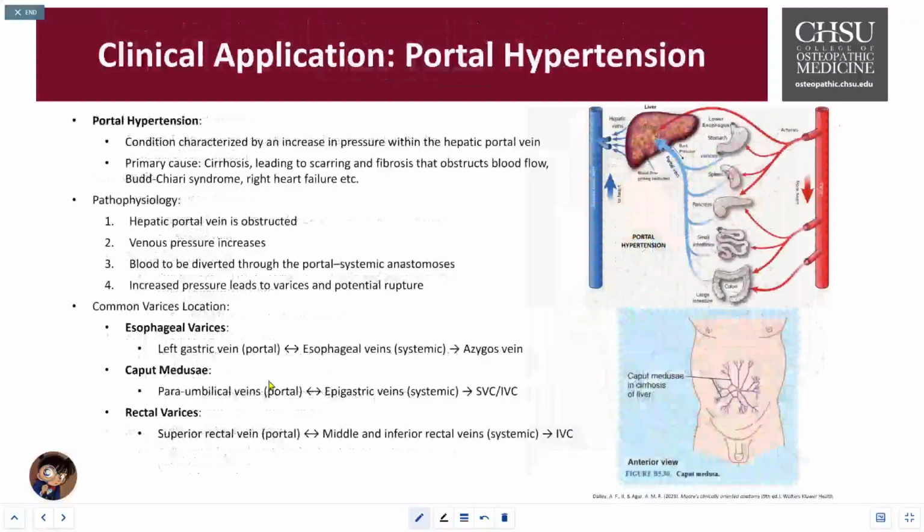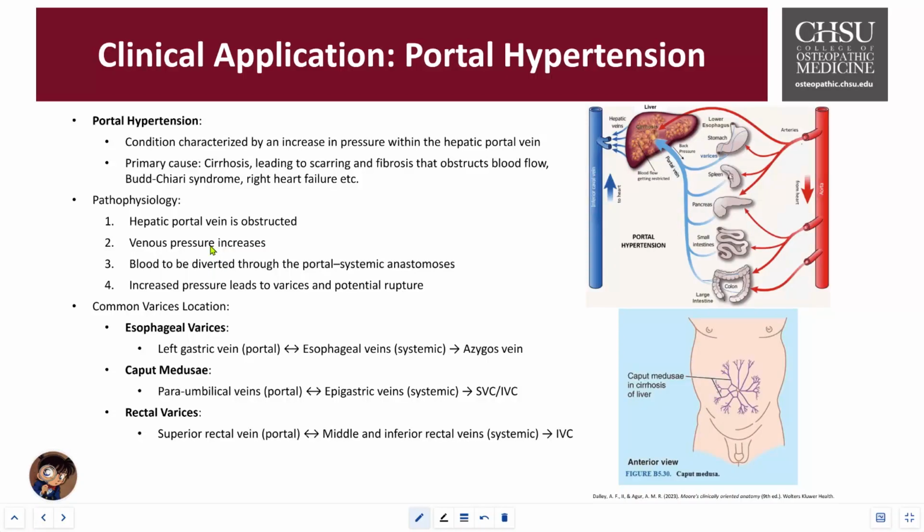All right, so over here, the condition of portal hypertension refers to an increased pressure within the hepatic portal vein, primarily due to cirrhosis or damage to the liver, which causes fibrosis and scarring that obstructs the blood flow. Other causes may include right heart failure or Budd-Chiari syndrome. And Budd-Chiari syndrome is a very rare liver disorder that usually is caused by issues such as a factor V or blood clotting mutations in protein C, protein S, or antithrombin. And in some cases, it could be also from a tumor or cyst compressing against the hepatic vein. And it's also, in some cases, unidentifiable causes.